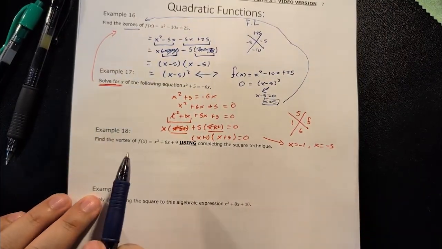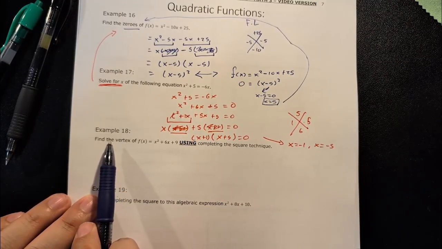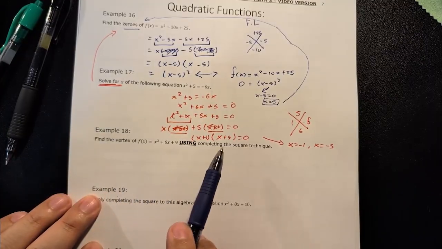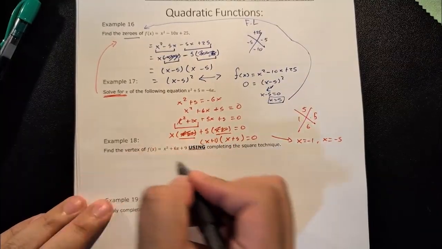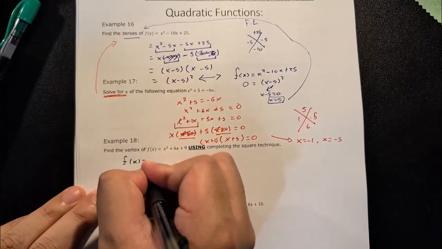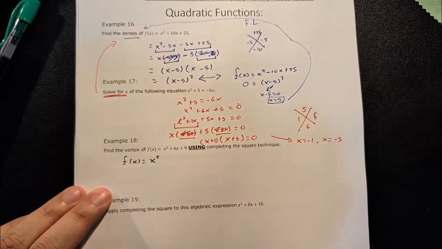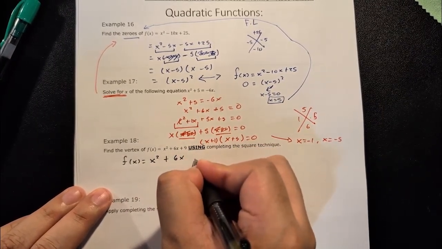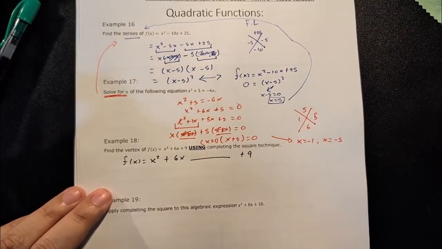Okay, so number 18 is another way to factor, or it's not factoring, it's completing the square. It's how do I find the vertex using completing the square? So for this one, I want to give myself some space. So here, f(x) is equal to x squared. I'm going to write the function exactly how it is, but I'm going to give myself some space. Plus 6x, some space, plus 9.